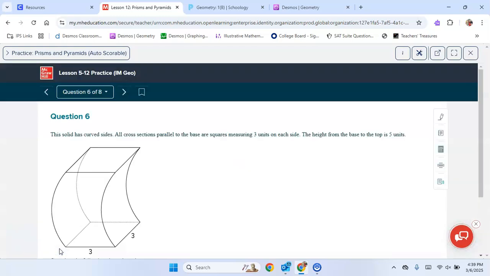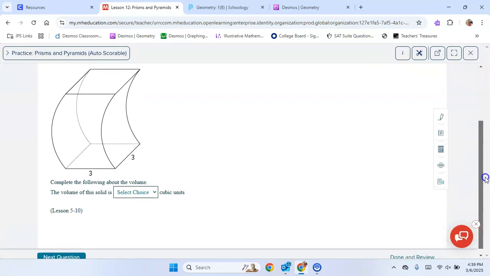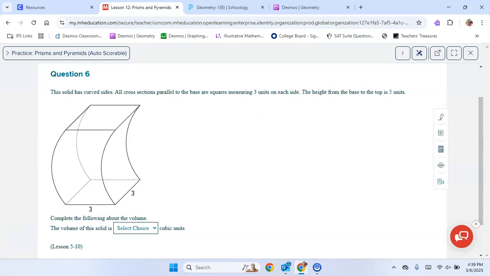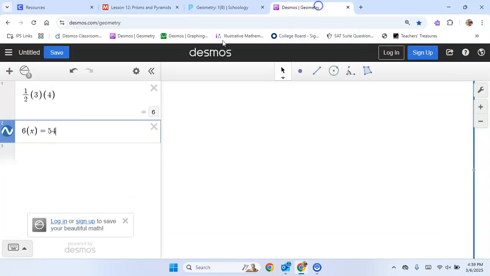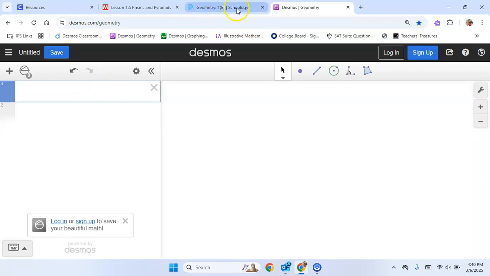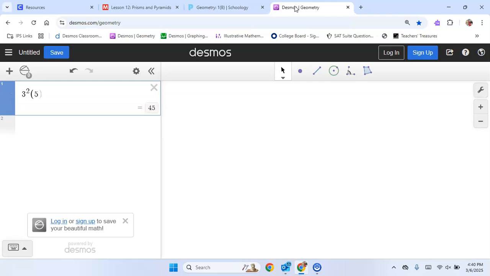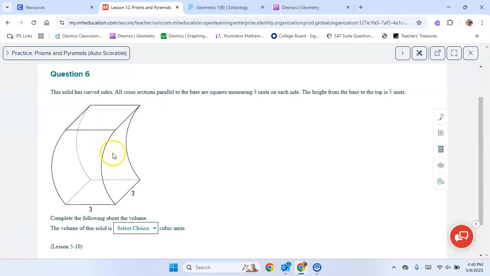Question 6. This solid has curved sides. All cross sections parallel to the base are squares measuring 3 units on each side. The height from the base to the top is 5 units. Complete the following about the volume. The volume would be area of the base times the height. The area of the base is 3 squared, or 9. And we're going to multiply that by the height, which they said is 5. And 9 times 5 is 45.